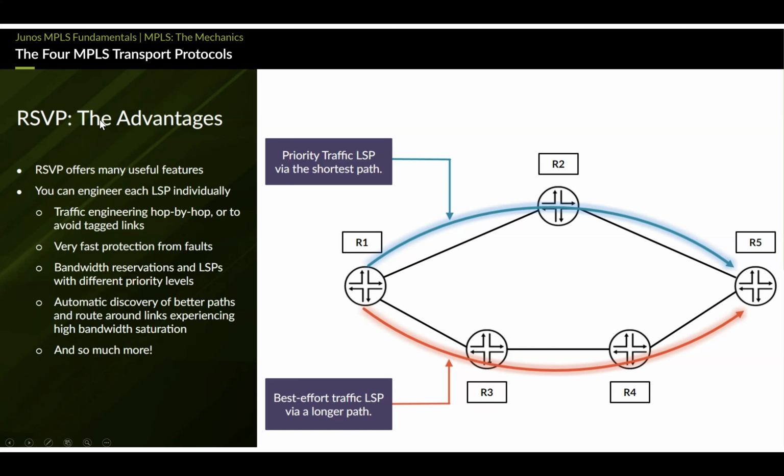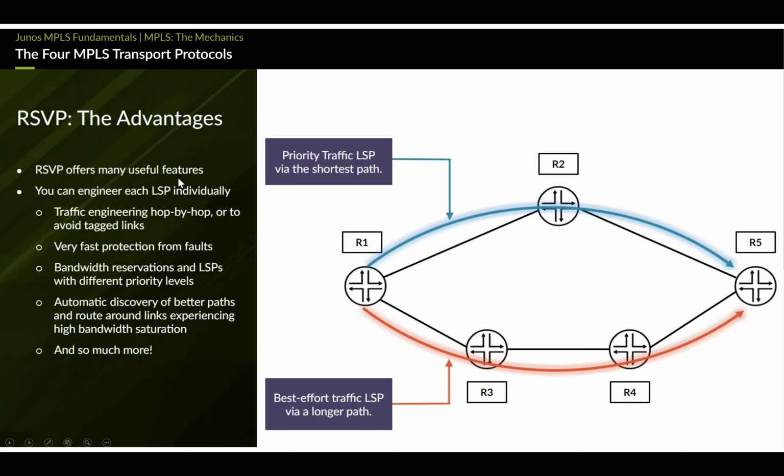RSVP, the advantage. What is the advantage of RSVP? So see here, this is a ring network. Router 1 is starting. One blue arrow is router 1 to router 5. Another red arrow is router 1 to router 5. There are 2 different paths. Okay. So this is basically the shortest path. Priority traffic LSP goes via the shortest path, and best effort traffic LSP via the longer path. Okay. So how will it happen?